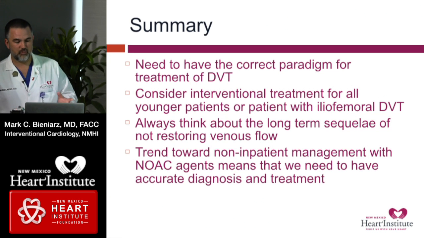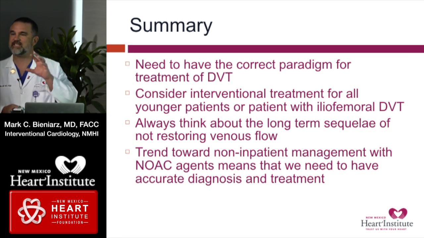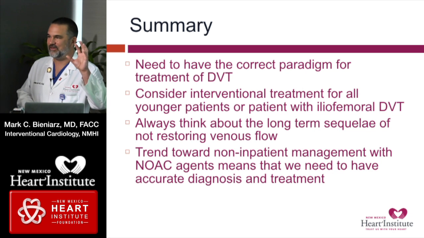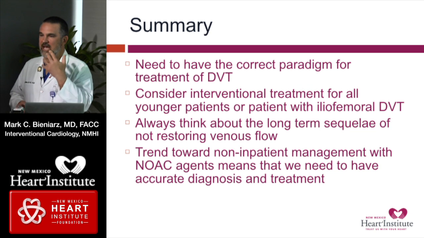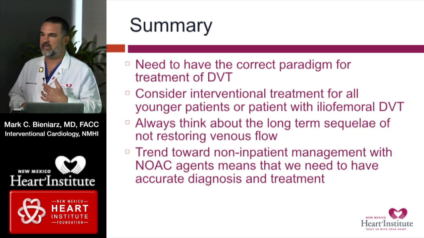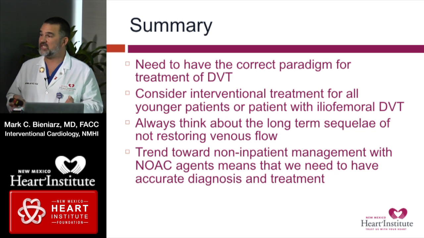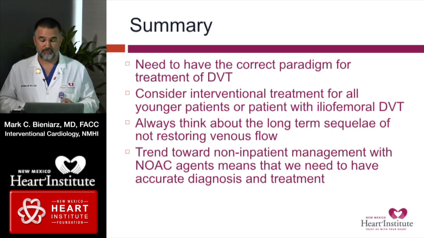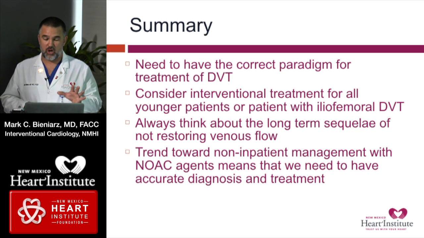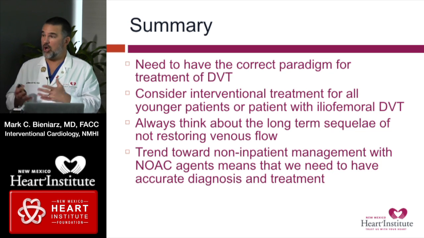And so just in summary, we need to have the correct paradigm for treatment of DVT. It's not just Lovenox to Coumadin to home. You need to think about the anatomical location of the DVT. You need to appraise the patient, their risk factors, if they're hypercoagulable, if they have an underlying cancer, they need aggressive treatment. Please consider interventional treatment for all younger patients.